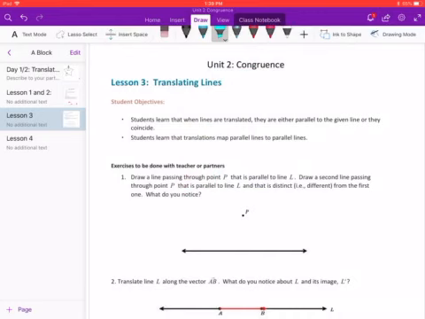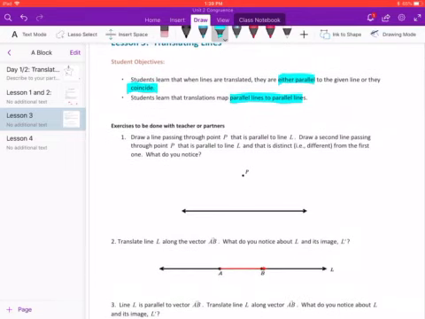So today you're going to learn that when lines are translated, they're either parallel to the given line or they coincide. That means they're the same line. Students learn that translations map parallel lines to parallel lines. That's crazy. So if you have parallel lines and you translate them, they're going to be parallel. So let's look at a few exercises. We're going to do this with a teacher, or you can do it with a partner. You can watch me, or you can do it with a partner.